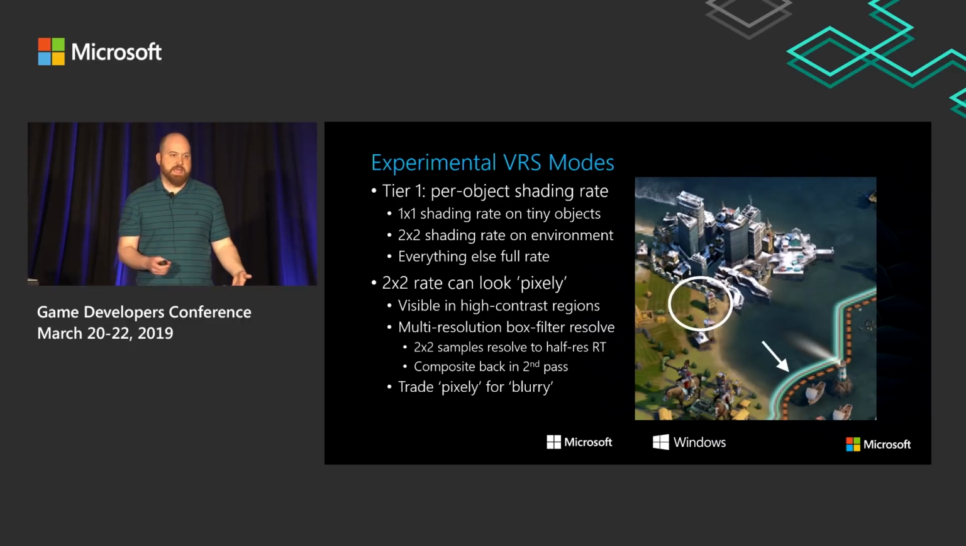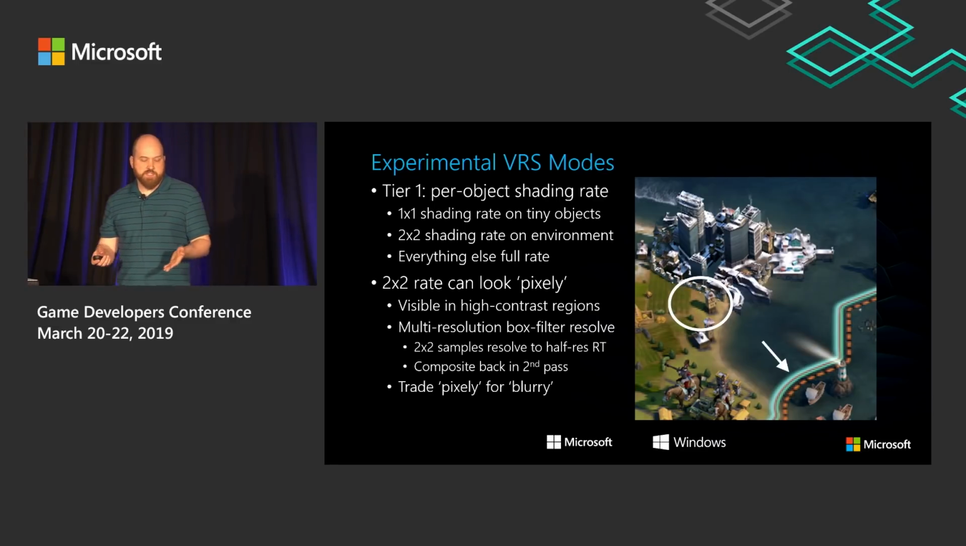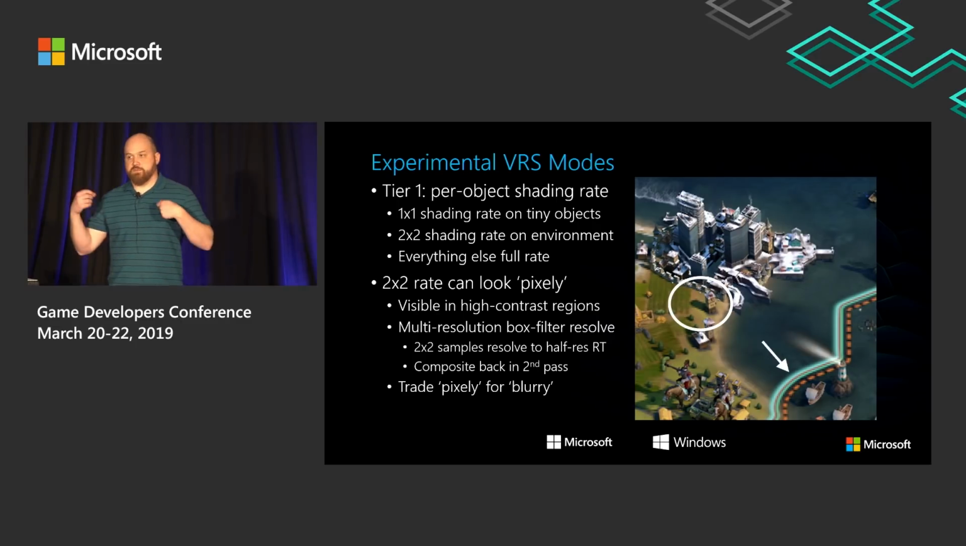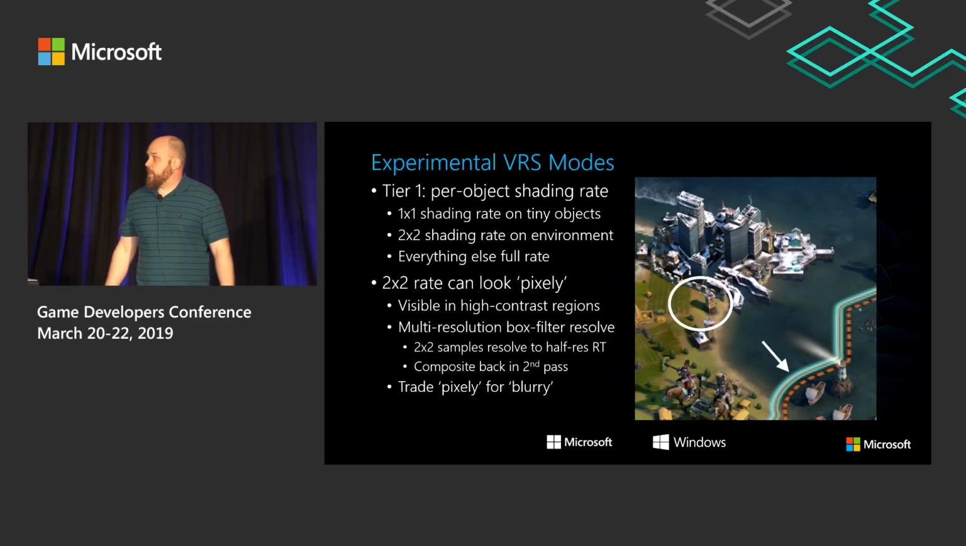However, we do notice that there are some artifacts here because the environment does have some detail in it. If we just naively turn down the shading rate without compensating with some sort of filtering, we end up with coarse pixel boundaries, and we just end up with a pixely look, which really isn't great. This is especially visible in high contrast regions in the environment, like the shadow of that building or that user interface element, which is actually rendered in the environment shader.